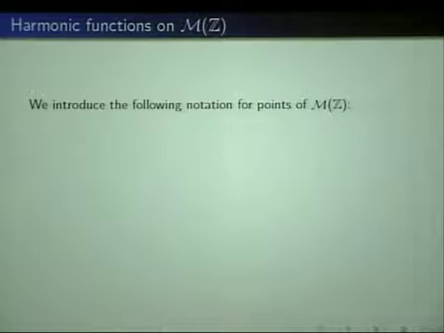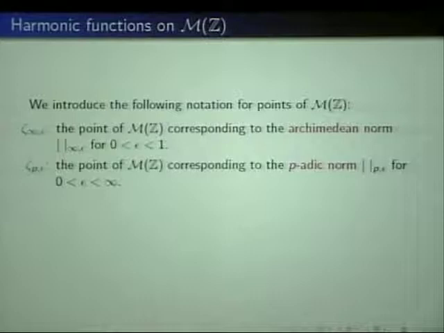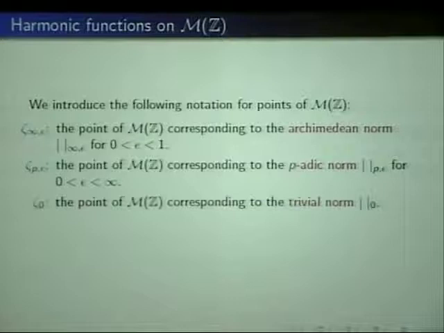So we introduced the following notation for points of M of Z. In the last lecture, I talked about the Berkovich space associated to Z, and I classified the points. So I just want to give those points names rather than calling them seminorms, which is a little awkward. I'll use this zeta notation from the first lecture. So zeta infinity epsilon is that point which corresponds to the usual Archimedean norm to the epsilon power. Zeta p epsilon is the epsilon power of the p-adic norm. And remember, the range of epsilon is different in these two cases. Zeta naught is the point corresponding to the trivial norm. And zeta p infinity is that p-trivial seminorm.